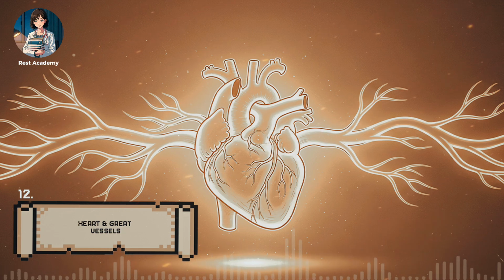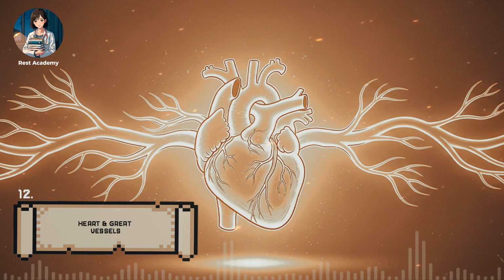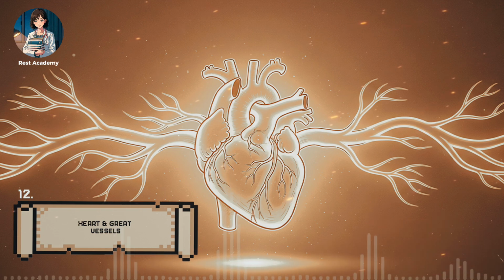Valve timing produces heart sounds. Closure of atrioventricular valves, S1, at systole's onset. Closure of semilunar valves, S2, at diastole's onset.